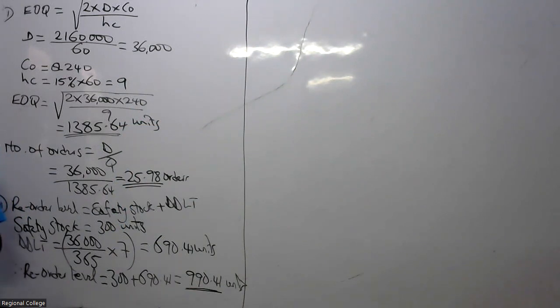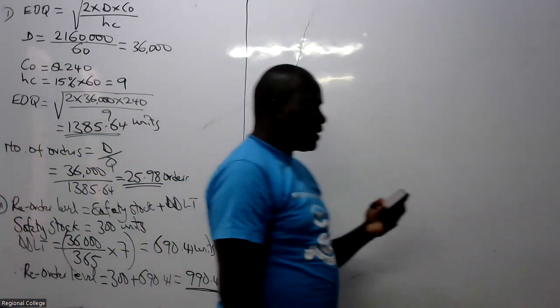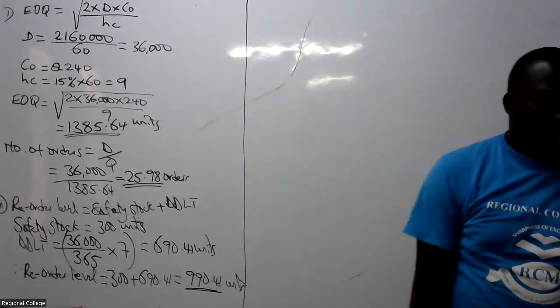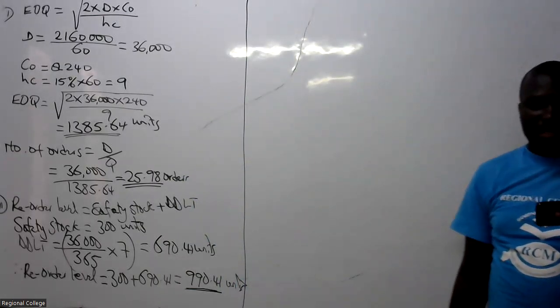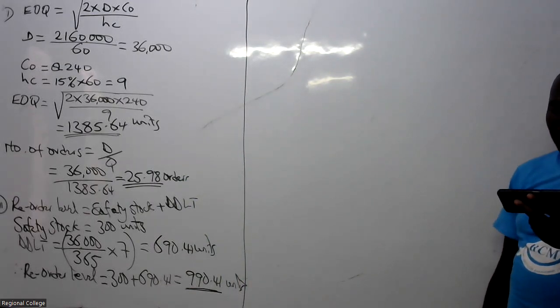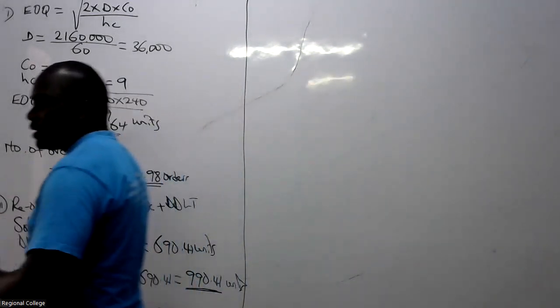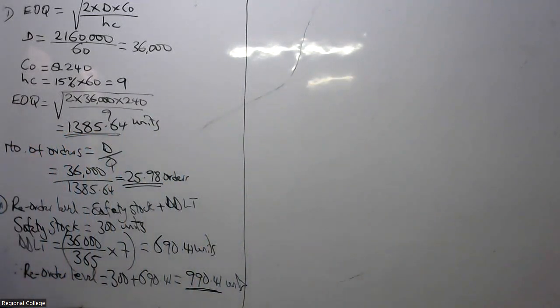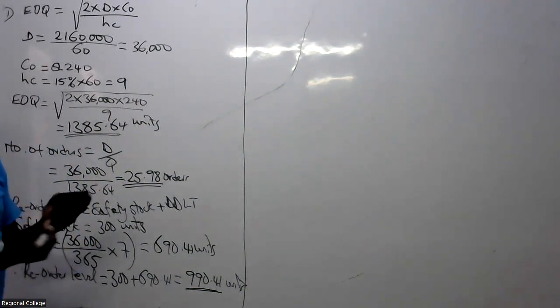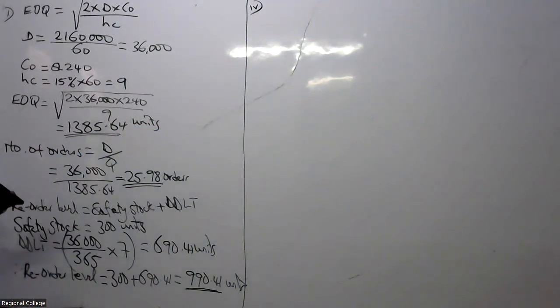Right. Then you're told, assuming that for any orders of at least 2,000 units, the firm will get a 5% discount on the purchase price. Analyze whether the company should take advantage of the discount or not. So in answering part 4, we say this.